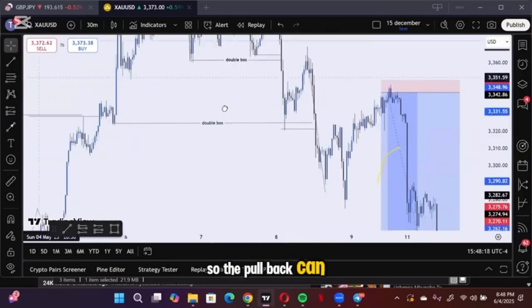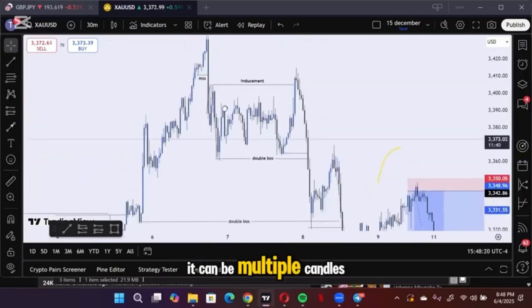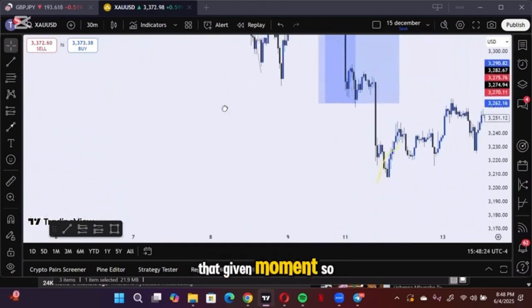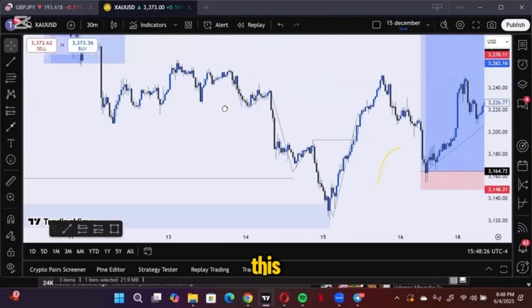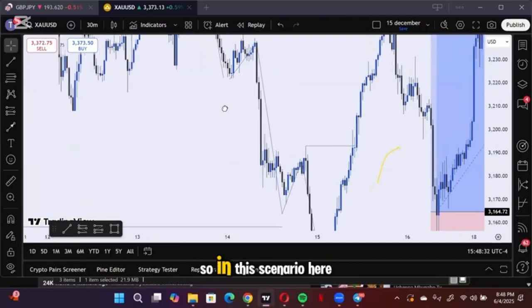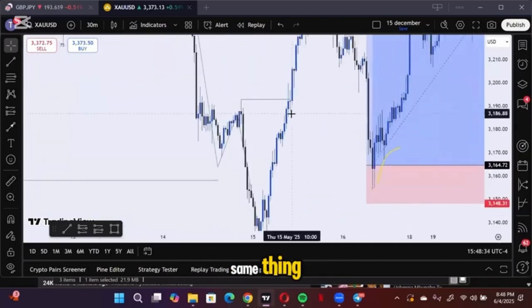So the pullback can be a single candle. It can be multiple candles. It all depends on the volatility of the market at that given moment. So let me also find this. So as long as the market has given you a structure shift, the candle that pulls back is what your inducement is. So in this scenario here, same thing.